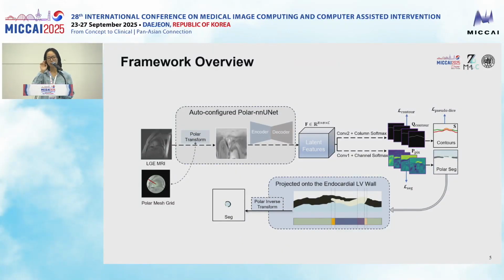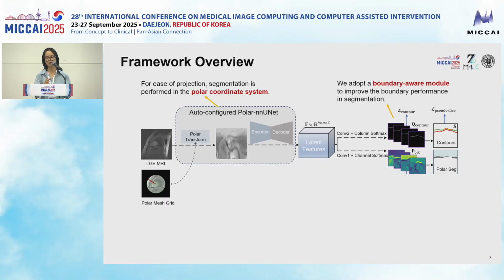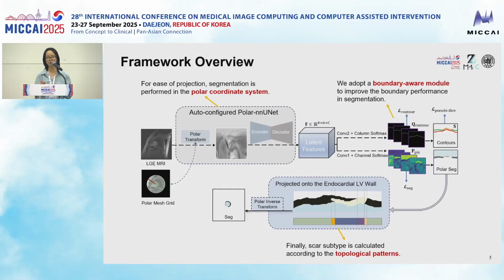It can be separated into three stages. Let's start with the first one, which does the polar transformation projection. With LGE MRI, we transform it into the polar coordinate system and extract the features. Based on these features, we have a dual branch. The first is the boundary-aware segmentation, and the other is the standard segmentation. With this segmentation, we do an inverse polar transformation to get the final scar segmentation, also with a very clear subtype.